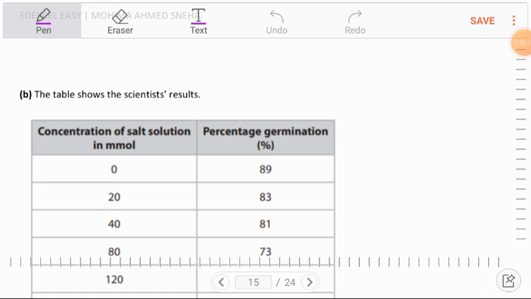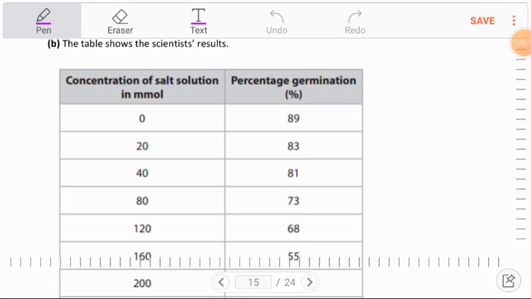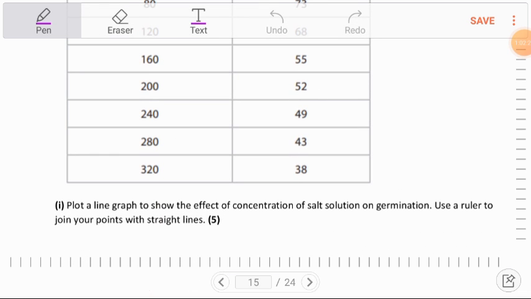The table shows the scientist's result. It has two columns: percentage germination and the concentration of salt solution. Plot a line graph to show the effect of concentration of salt solution on germination. Use a ruler to join your points with straight lines.